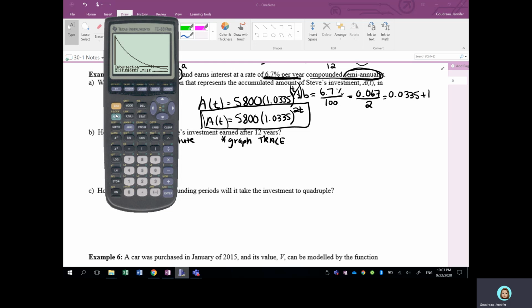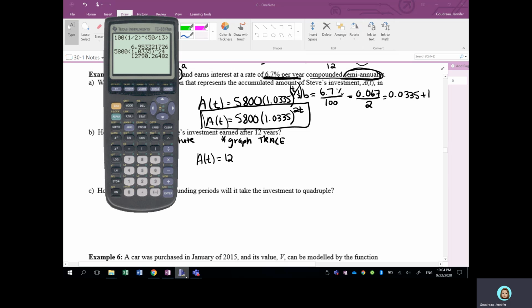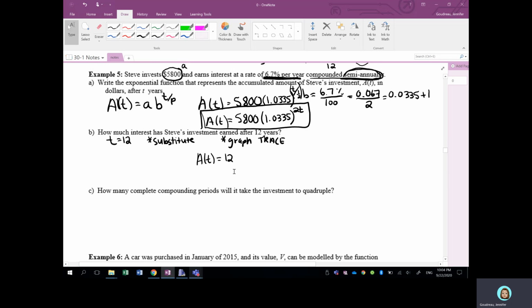So I'm going to go to the calculator part of my calculator, and we're going to put in 5,800 times 1.0335 to the power of, now it's going to be 2 times 12, which gives us 24. And there we have it. So it's in dollars and cents. Our accumulated amount, A at T, is going to be $12,790, I think. Yep, and 26 cents. $12,790.26. Put your dollar sign at the front.